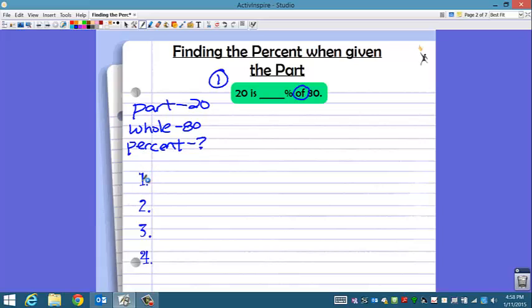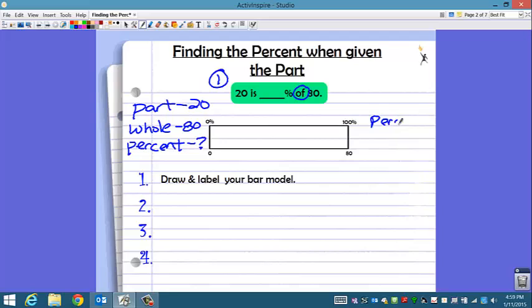Okay, the first thing you want to do, the first step, is to draw and label your bar model. Okay, so there's my bar model. It's just a rectangular bar, kind of like a fraction bar. You want to label the percent from 0% to 100%. You can label it on the top of the bar or on the bottom. That makes no difference. In this case, it's already labeled on the top for me. And then I'm going to label the amount. So this is my percent line, and this is going to be my amount.